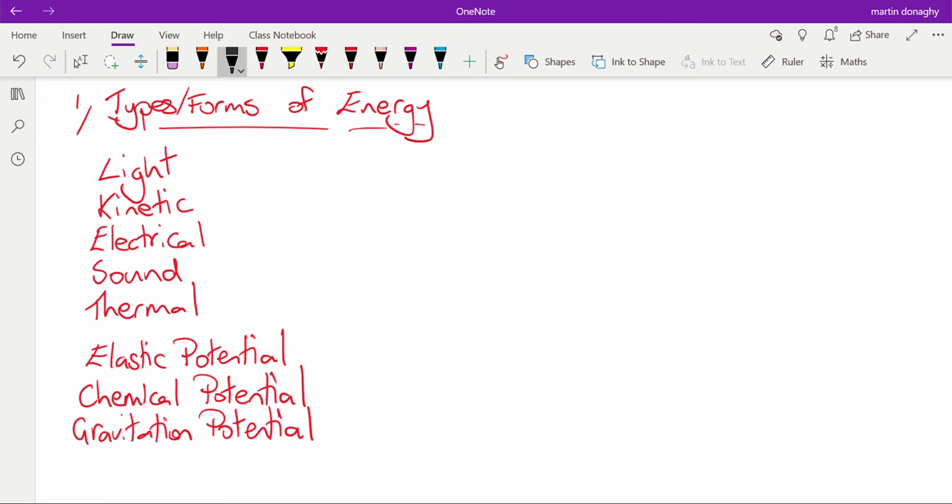Another type of energy is kinetic energy, which is just another word for movement energy. So a car on the motorway will have kinetic energy. The faster something goes, the more kinetic energy it has. Electrical energy is one of the more useful forms of energy because we can change it into other things quite easily. So current flowing in a circuit contains electrical energy.